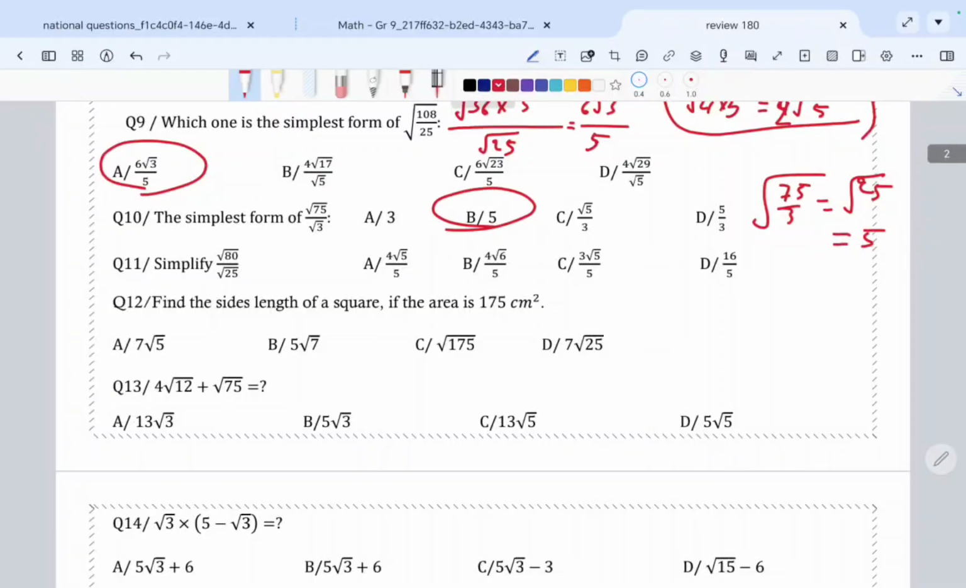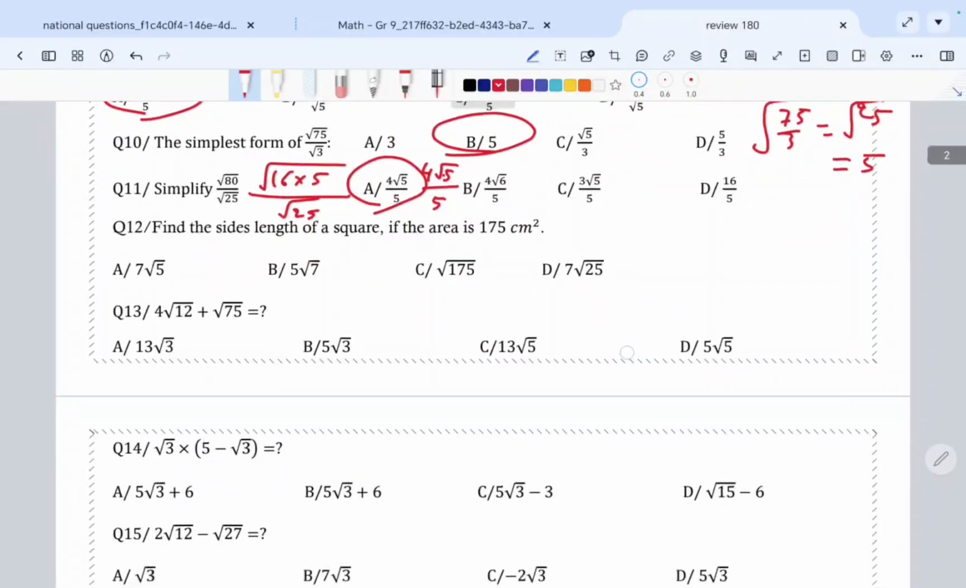B. Let's see, the square root of 80 out of the square root of 25. What times what equals 80? 16 times 5, out of the square root of 25. 16 is a perfect square. It will be 4 square root of 5 out of 25, which is a perfect square too, out of 5. So 5 square root of 5 out of 5.